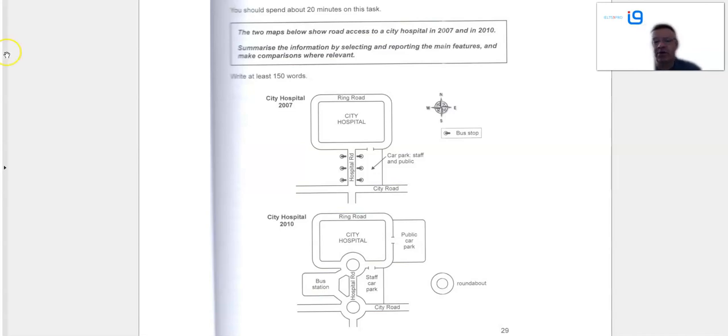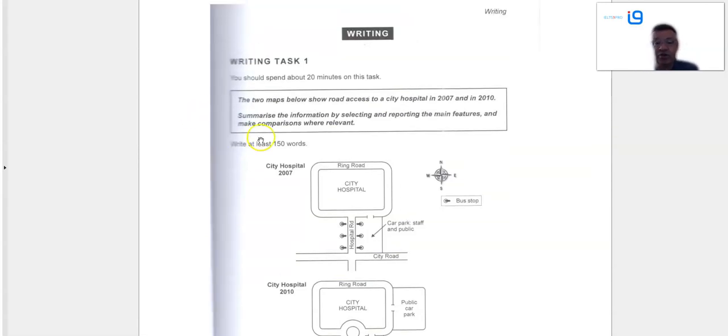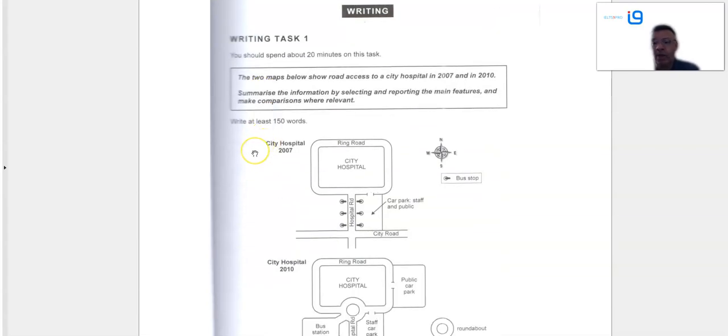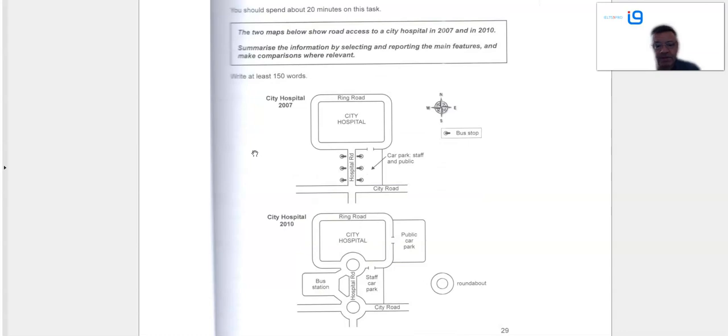So, as you may or may not know, we're running down all the Cambridge previous papers, starting at 17. We're doing all the academic writing task 1, okay? So, we've done Cam 17, Cam 16, Cam 15, Cam 14. And this is test number 1 from Cambridge 13. As you can see here, the hospital roads map.